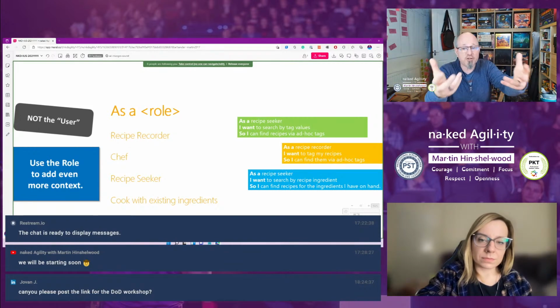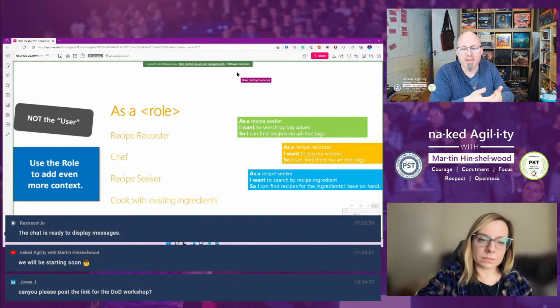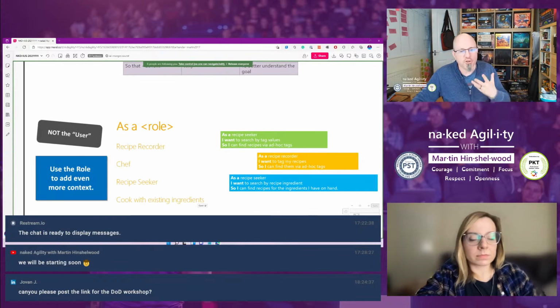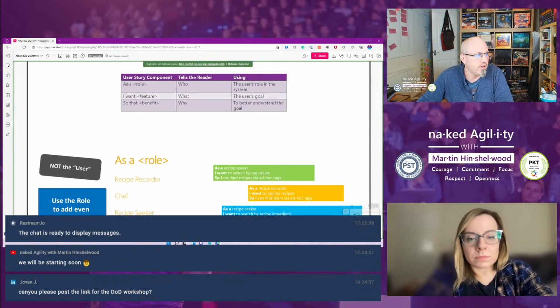So when I'm building features, I'm thinking about, what does Ellen need? And this is the same here. What does a recipe recorder need? Okay, so I'm in the mindset of, I'm adding stuff to this system. What do I need to be able to do? Or a recipe seeker, I'm looking for stuff, right? You're adding context there. So not just the user. That would be a very cheap way to do it.